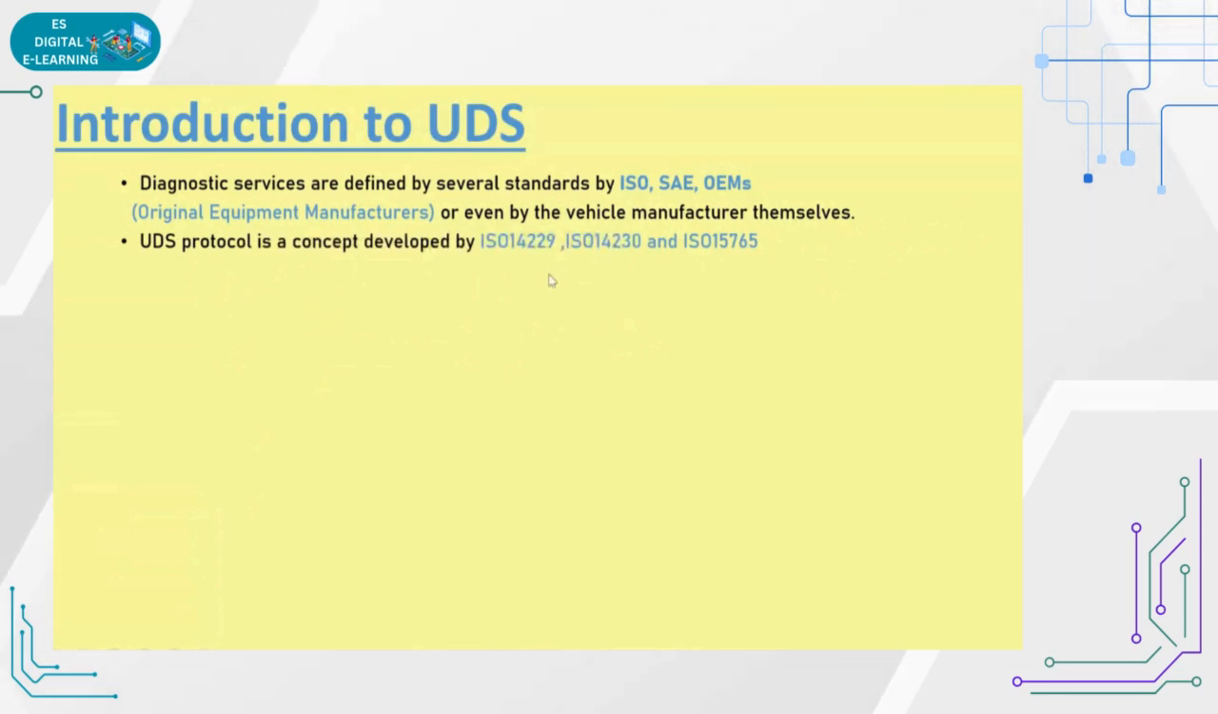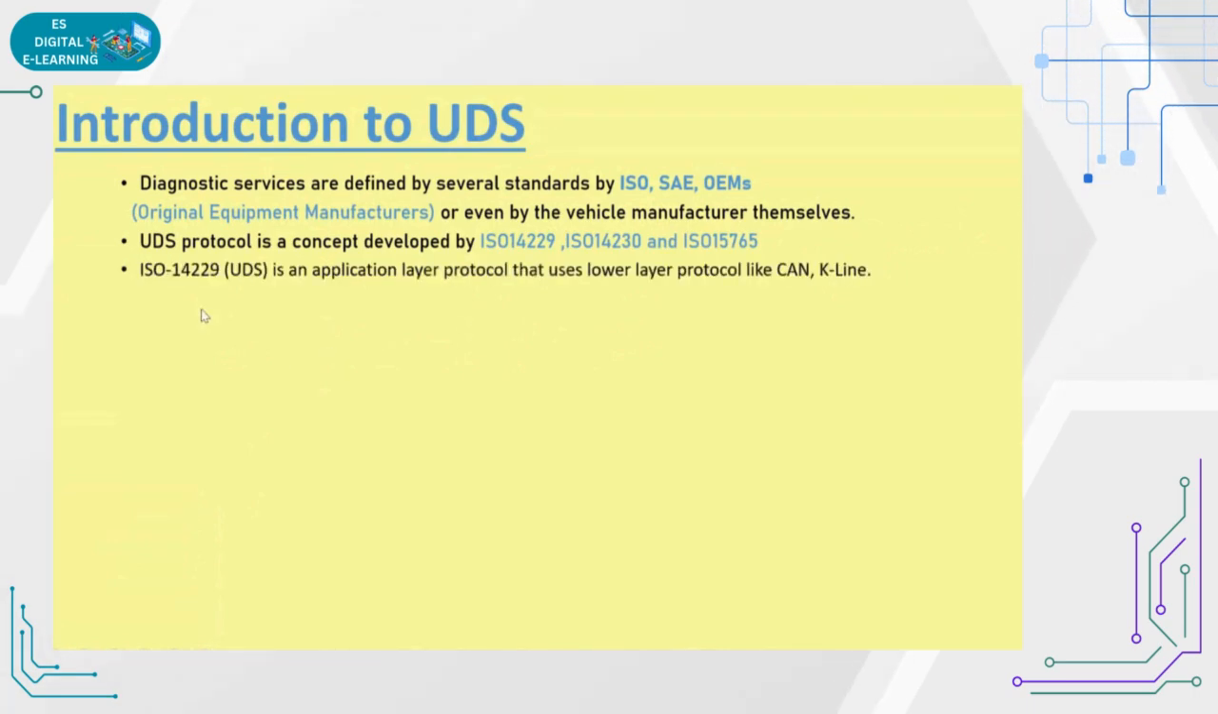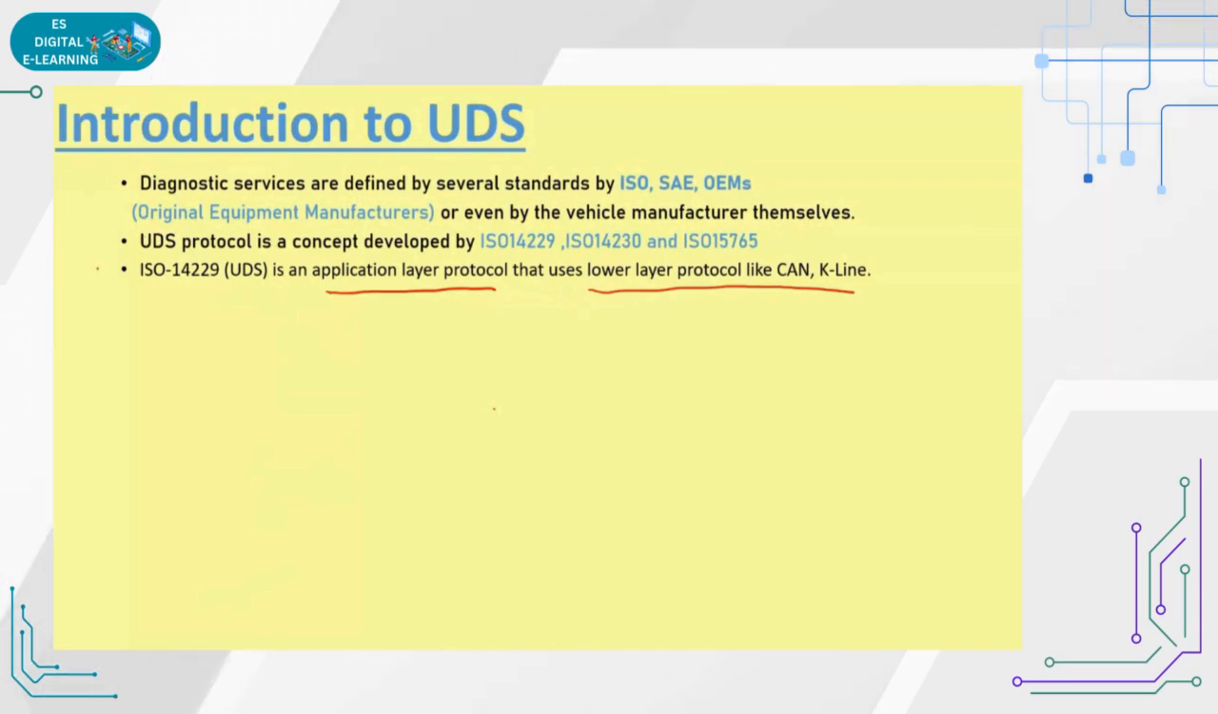So UDS is a protocol. It's a combination of the KWP and all those things we discussed. And next, we have the layers, right? Like there is a protocol. In the CAN protocol, how it works: whatever services we are requesting to the ECU work in the application layer. Okay, so ISO 14229 UDS is an application layer protocol that uses the lower level protocols like CAN and KLIN. You can write down this point.